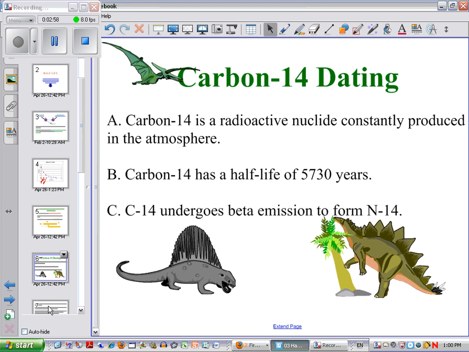Carbon-14 dating. If it wasn't for carbon, I wouldn't date at all. It's a little joke, a little chemistry humor for you guys.